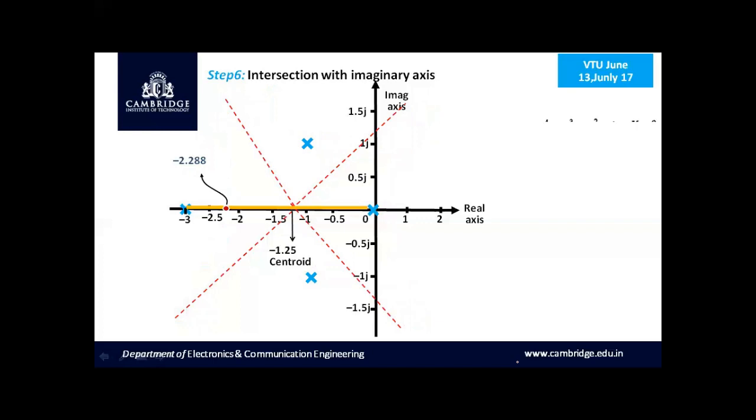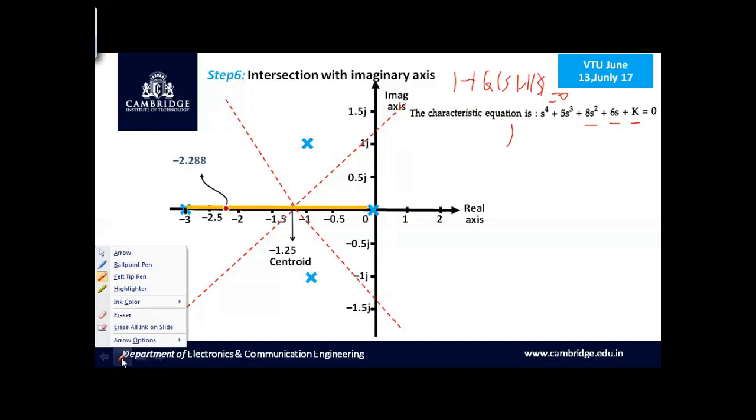The first step is to write the characteristic equation. We have found the characteristic equation already, making use of step number 5. The characteristic equation 1 plus g of s into h of s equal to 0 is given by, after simplification, s power 4 plus 5s cube plus 8s square plus 6s plus k equal to 0.